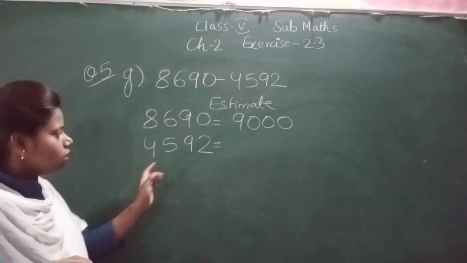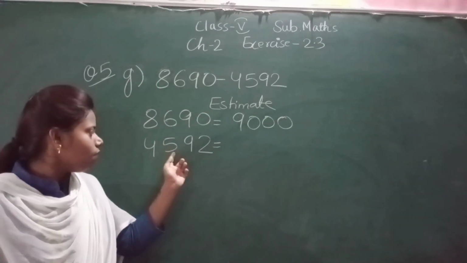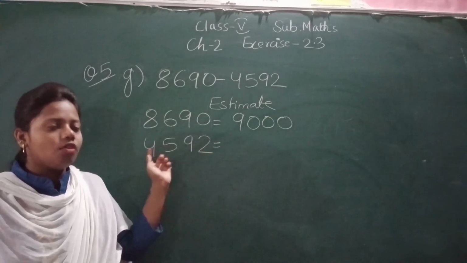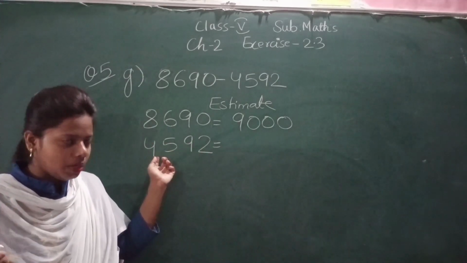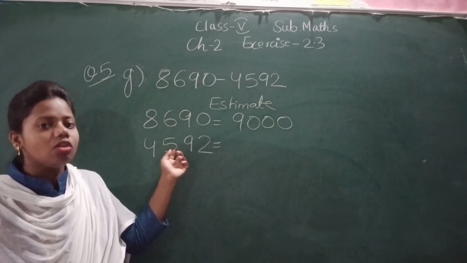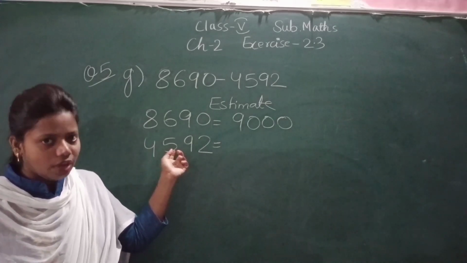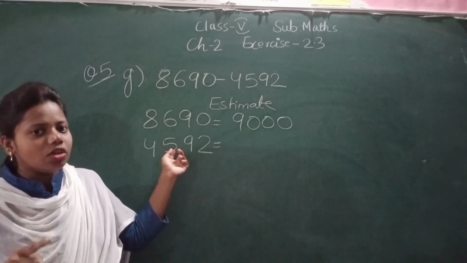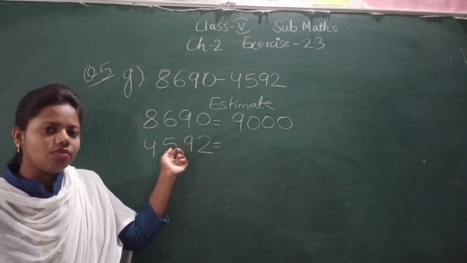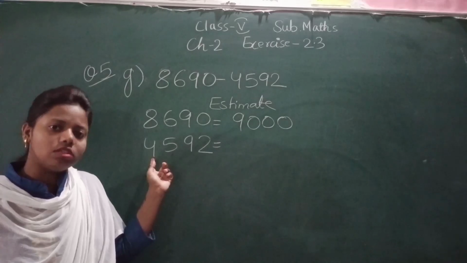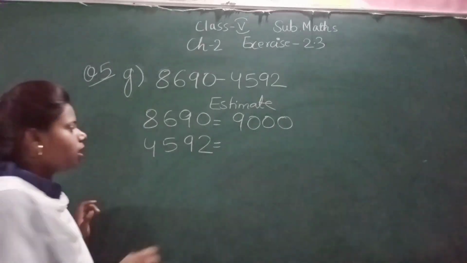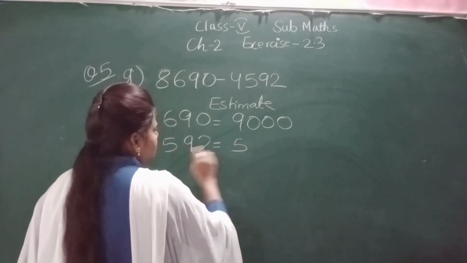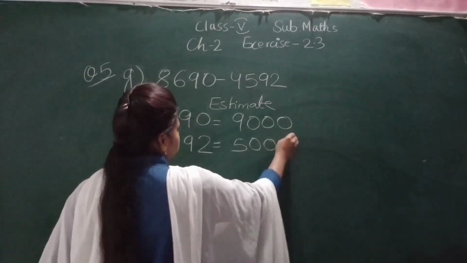Now let's round this one also. This is 4,592. We have to round to the nearest thousands place, so we have to see the hundreds place. 5 is equal to 5. I have said already, when it is equal to 5 or more than 5, we have to add 1 to the thousands place. So 4 plus 1 will become 5 and the rest 3 places will become 0, 0, 0.